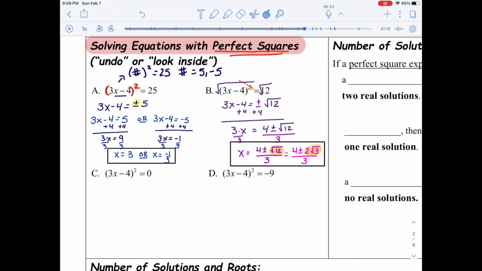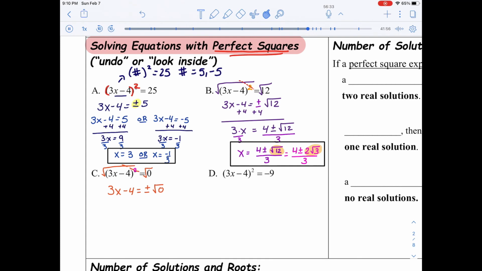Part C. Part C will give us an even nicer answer. 3x minus 4 squared equals 0. Now I'm a little bit concerned by that because it equals 0 and not a number. But we can use the same ideas that we've been doing. Oh, I need to get rid of something squared. So I'm going to take the square root of both the left and the right-hand side of my equation. When I do that, my squared and my square root undo each other. So 3x minus 4 equals the positive or negative square root of 0.